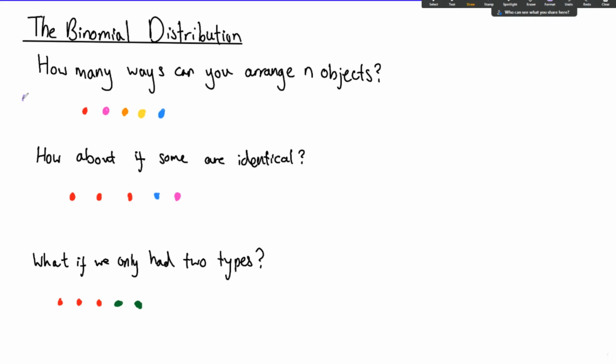Obviously here n equals 5, right? So we want to know how many ways we can arrange these 5 different objects. So they could be different colored beads, for example.